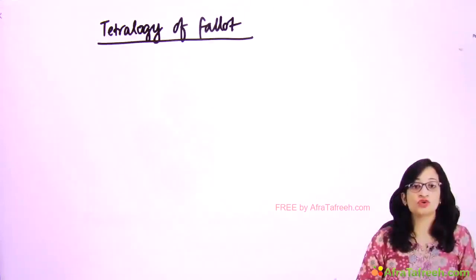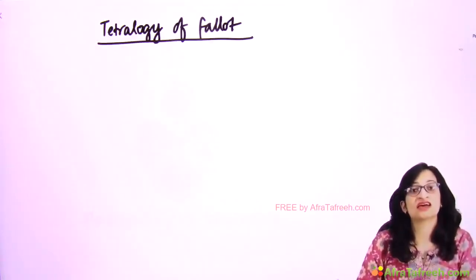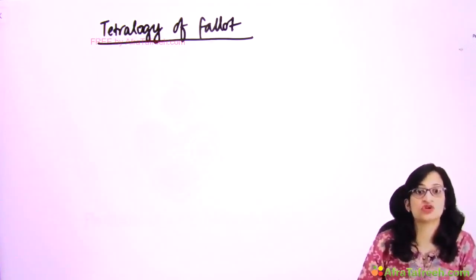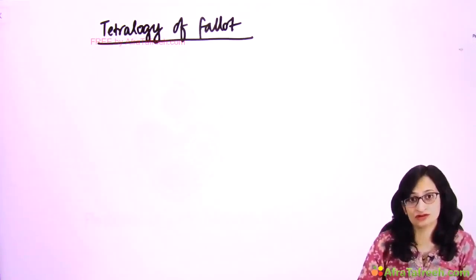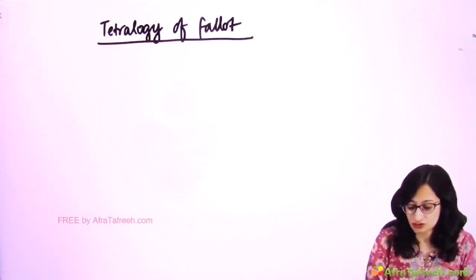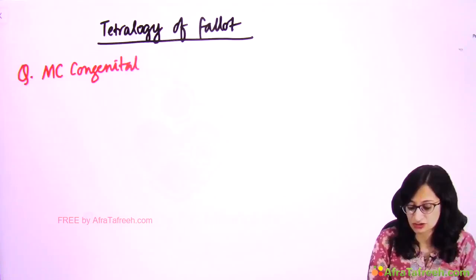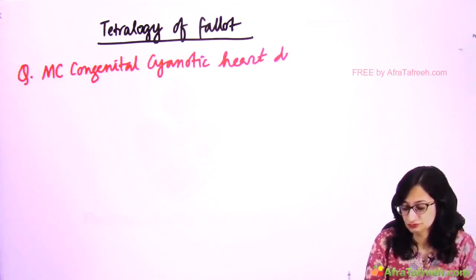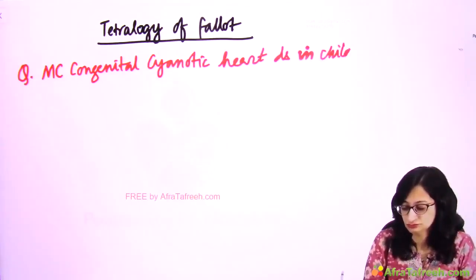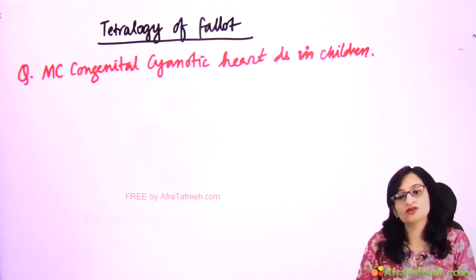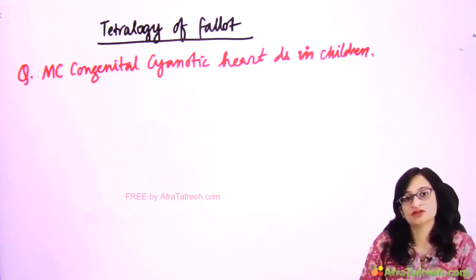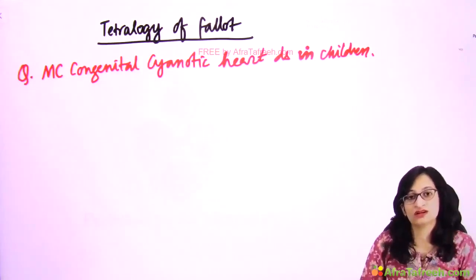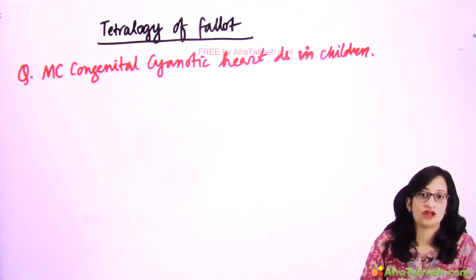So now we move on to one very important congenital cyanotic heart disease, that is Tetralogy of Fallot. Very, very important. This Tetralogy of Fallot is the most common congenital cyanotic heart disease in children. Now, the name itself is telling you it is tetralogy. Tetra means 4, so Tetralogy of Fallot has got 4 components. Very, very important. It comes as a question.